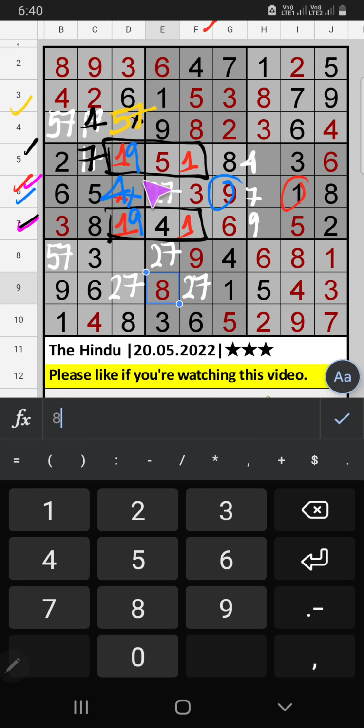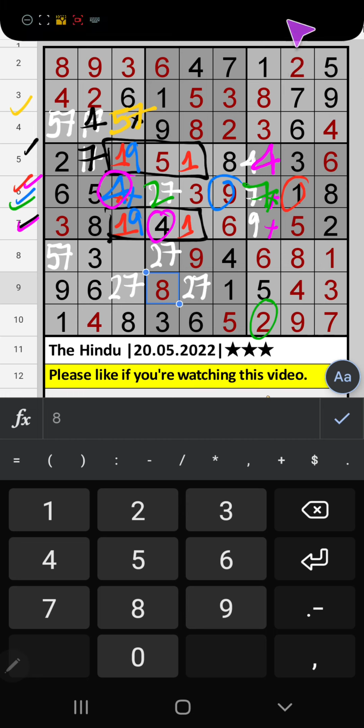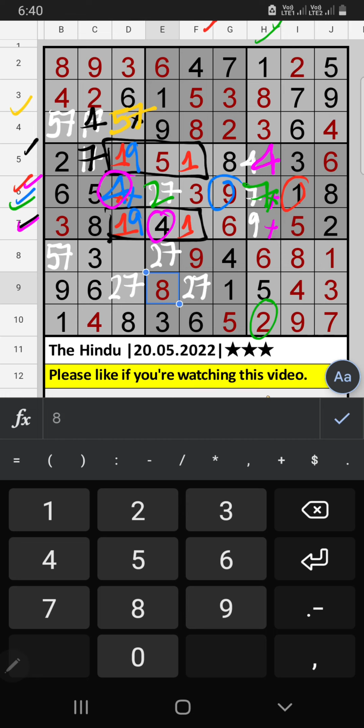6th row and 7th row, we have 4. So 4 can't come in these cells. Then 4 is confirmed here. 6th row, 2 numbers are remaining, 2 and 7. Column H, we already have 2, so 2 can't come in the cell, 2 is confirmed here, then 7 is here. Column H, only 1 number is remaining, 9, 9 is confirmed here. 7th row, we have 9, so 9 can't come in the cell, 9 is confirmed here, then 1 is here.